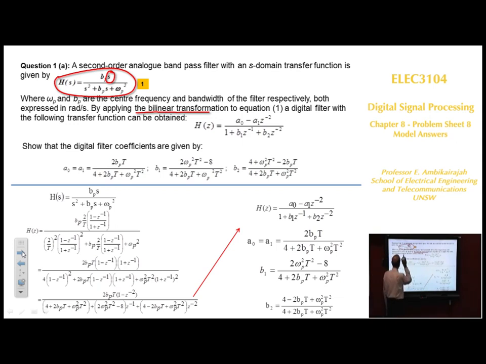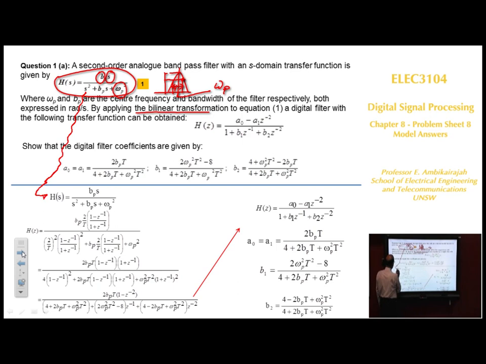apply it. So B is the bandwidth of the band pass filter. You know the band pass filter is something like that. It will have a center frequency, and you go from the top 3 dB down normally, and that distance is called the bandwidth. And omega p is the center frequency, which is roughly at this position. So all we are going to do is substitute for S our bilinear transformation.